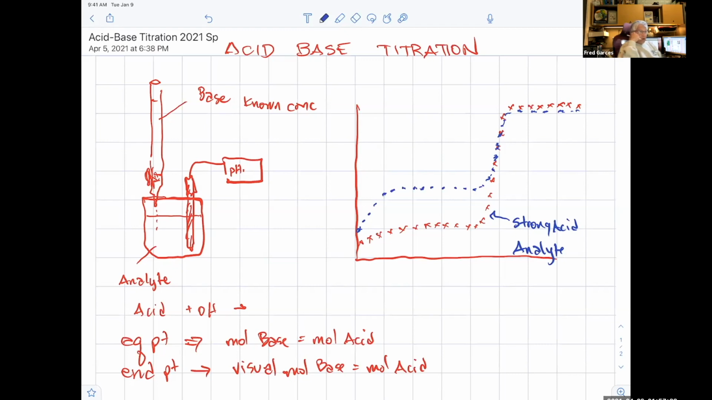The reason why I know that this is a strong acid analyte is because for these types of systems, you don't have a buffer region. When you have a strong acid, strong base titration, you don't have a buffer region. Whereas this other one is probably a weak acid.